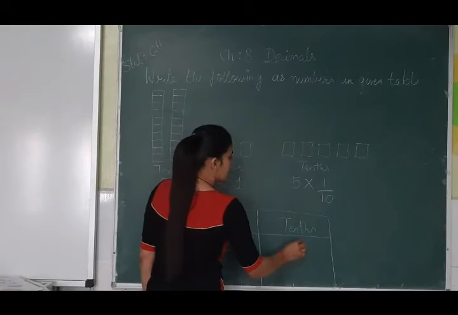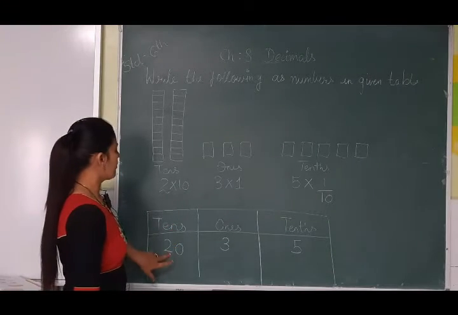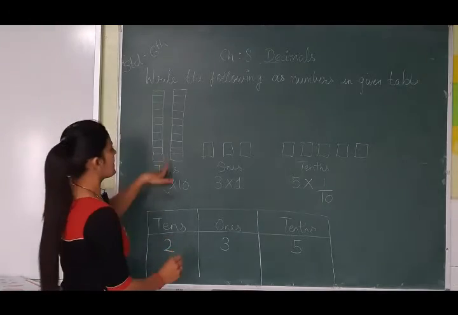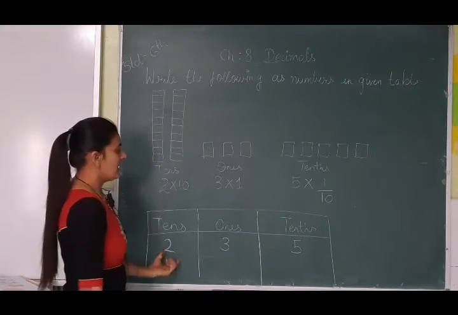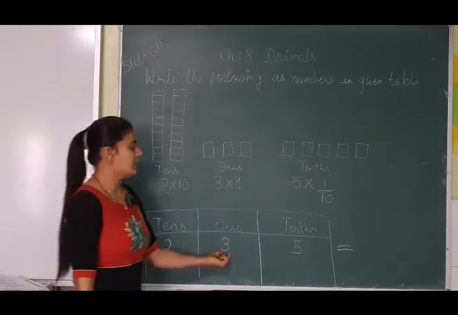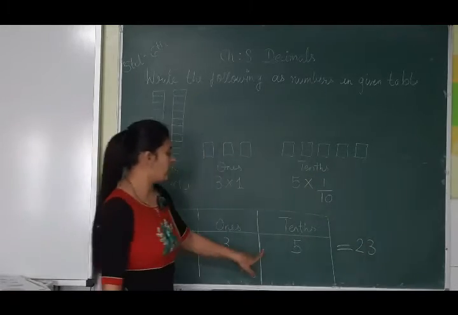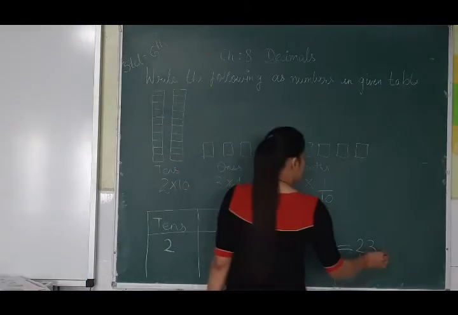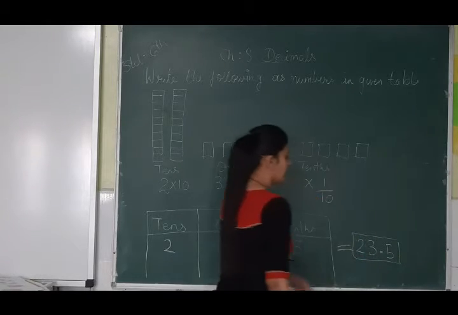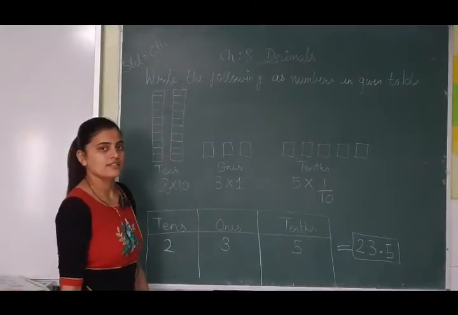So here tenths will be 5. And only in the tens blocks we are writing, so we will only write 2. Why? Because 10 blocks, how many? 2 are there. So lastly, if we want to write in the point form, how will we write it? 23. Where to put the point? Over here the point will be before the tenths, 0.5. So it will be 23.5. Similarly, you have to do the other exercise.